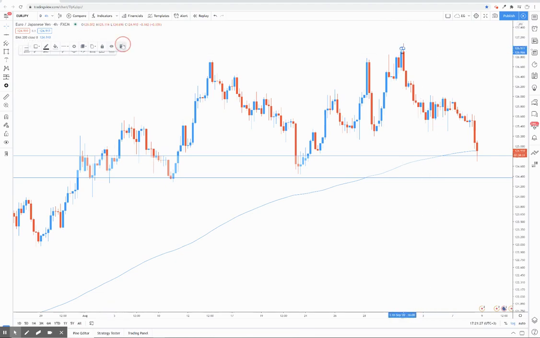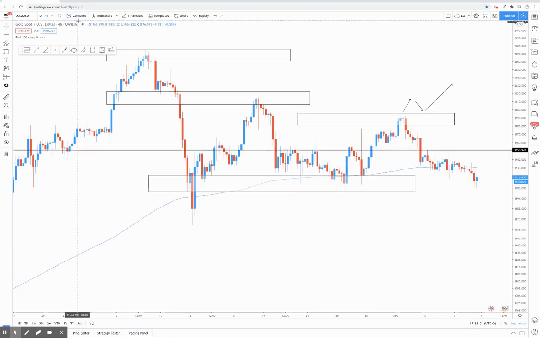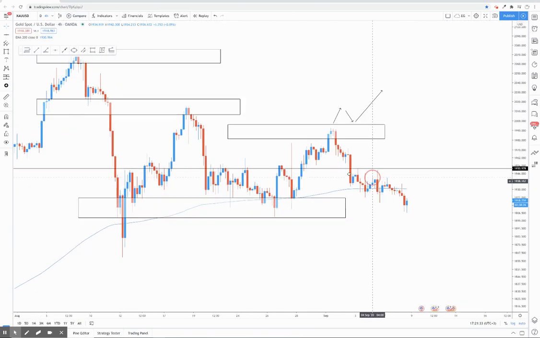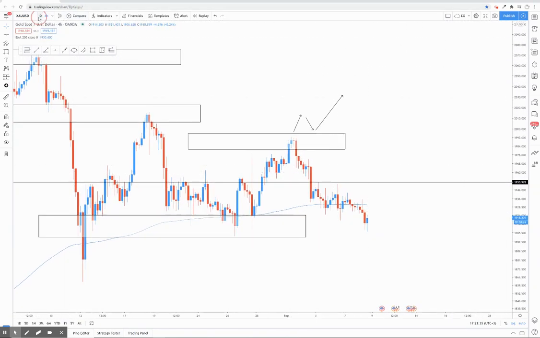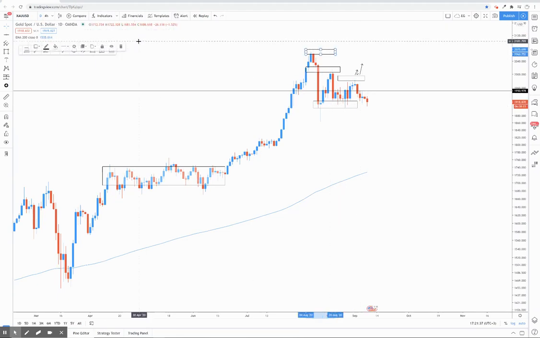All right. So the next pair, we'll look at gold. I'm probably not going to enter anything on gold with this account size though, to be honest with you. So going to the daily, don't mind all of these zones. I mark up gold all the time. I just don't trade it often anymore because it's so volatile. It's just crazy.